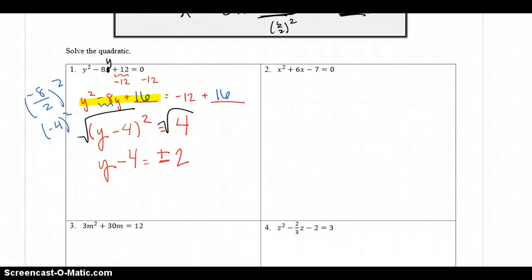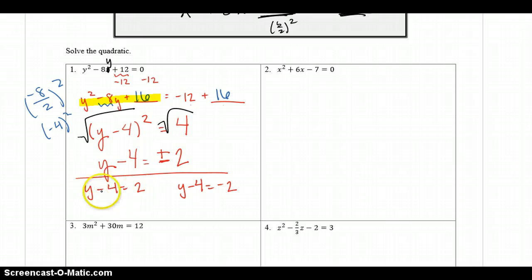So I still want to solve for y. I haven't quite gotten y by itself. But since this equation could equal plus or minus 2, I have to set up two equations. y minus 4 equals positive 2, and y minus 4 equals negative 2. I can solve each one separately.